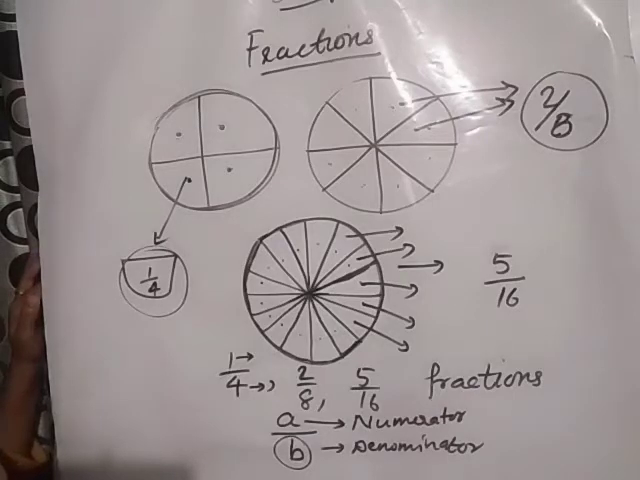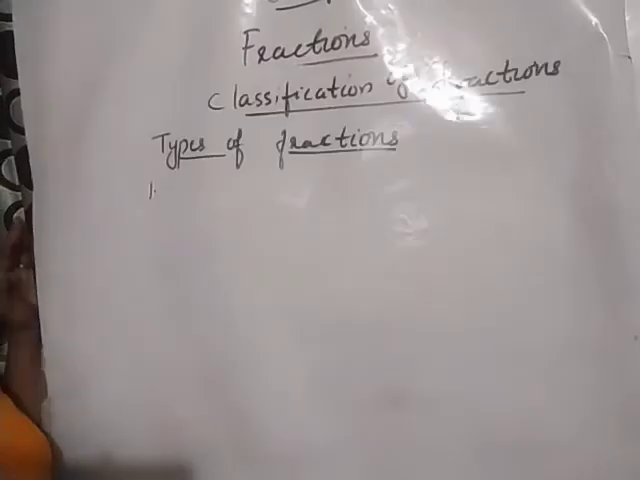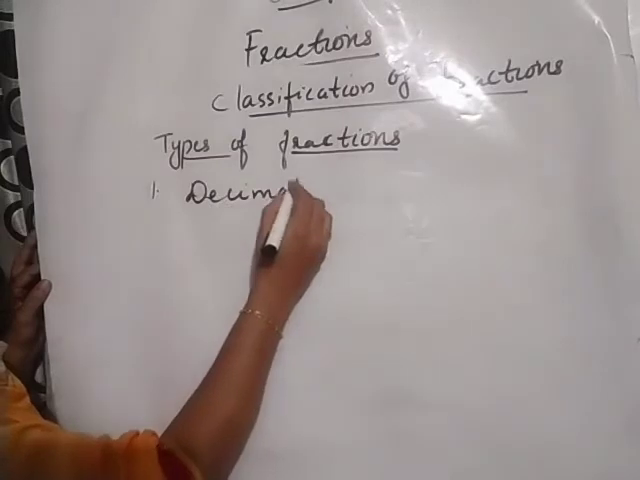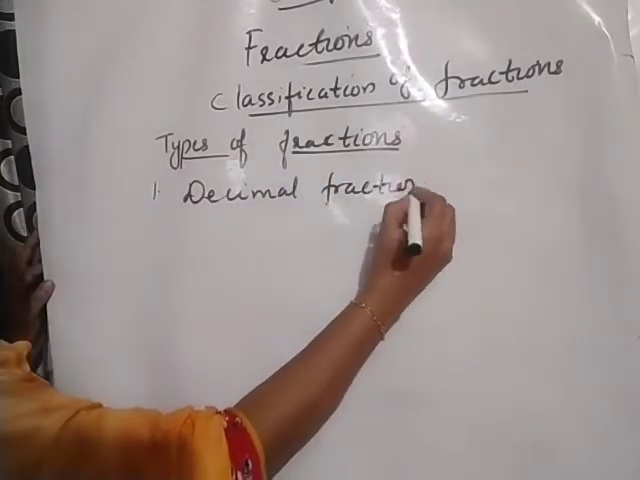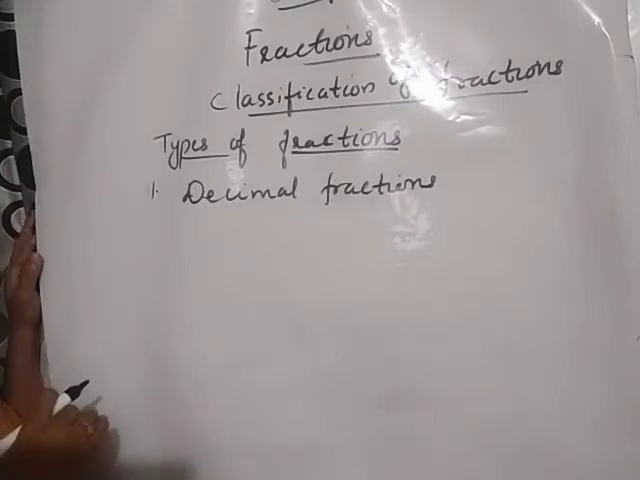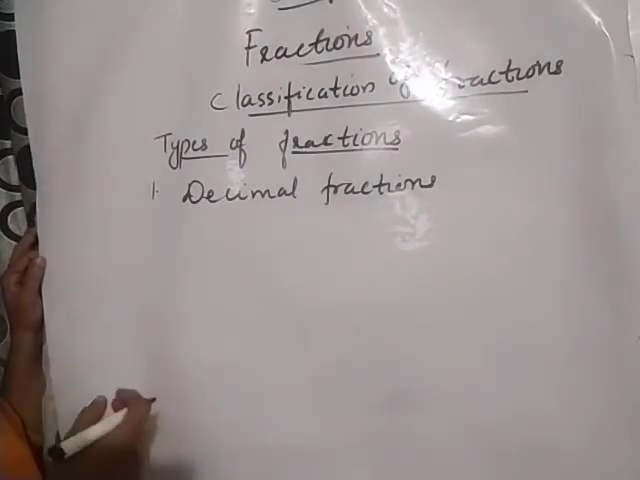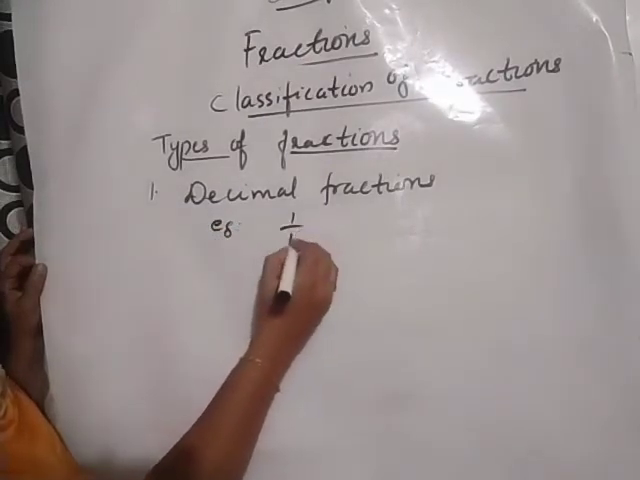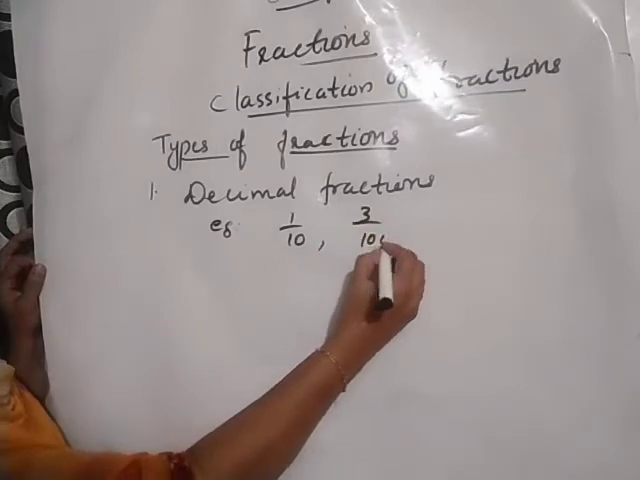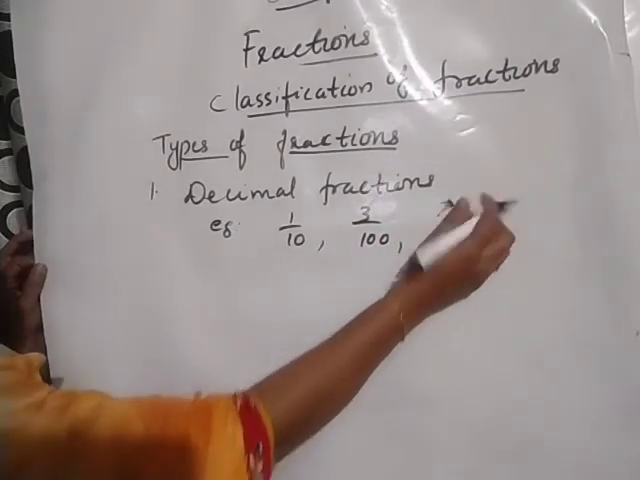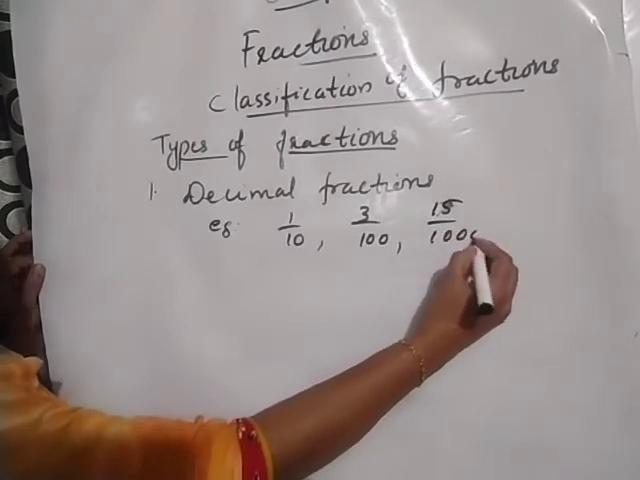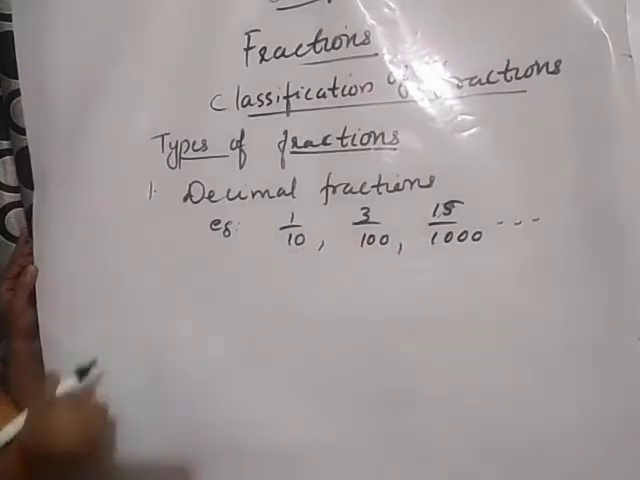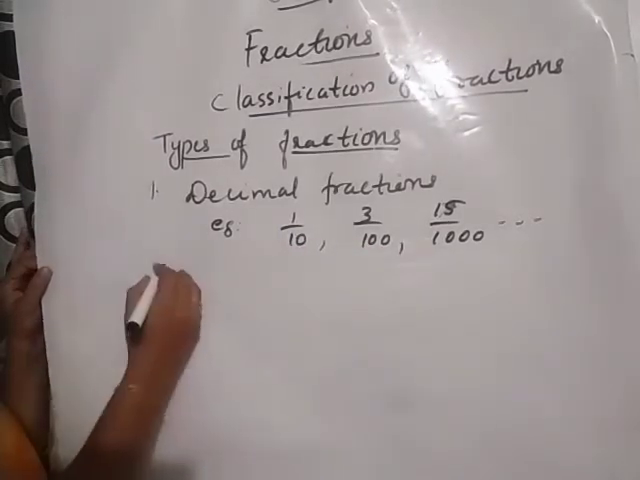Now let us discuss classification of fractions. Types of fractions. First one, decimal fractions. Denominator is 10 or higher powers of 10. These type of fractions are called decimal fractions. For example, 1 by 10, 3 by 100, 15 by 1000, etc. The denominators are 10 or higher powers of 10.